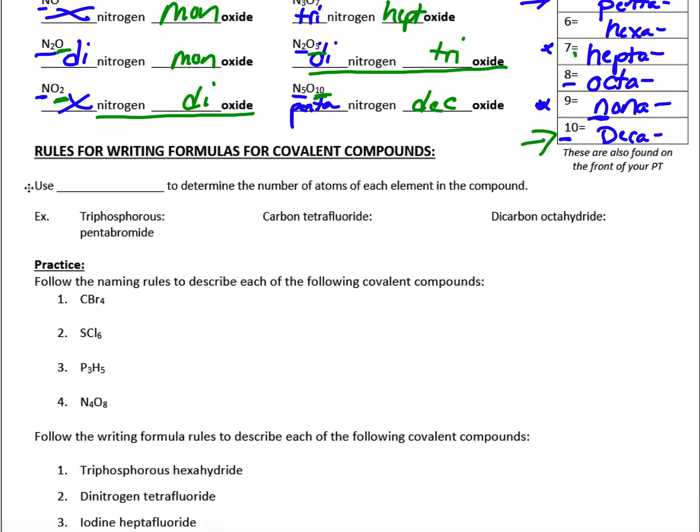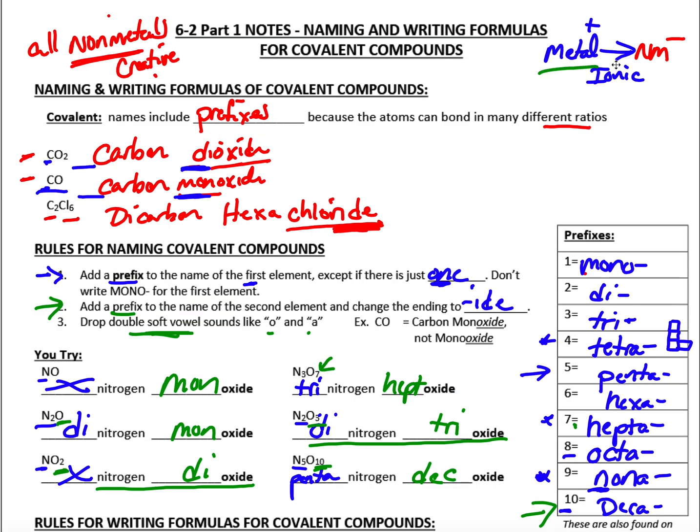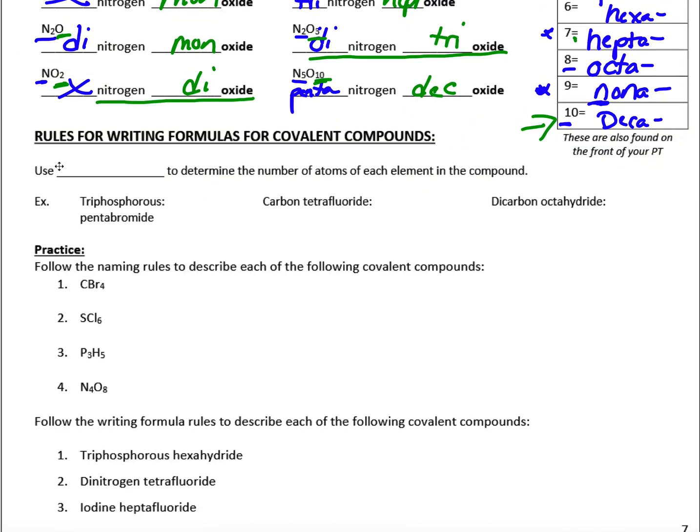Now, we're going to flip this around. We're going to be given names and have to write the formulas. Now, remember before with ionic, we had to look at the periodic table, figure out the charge of each. We had to look at them and compare them. And if they weren't the same, we had to do the crisscross thing. You don't have to do any of that. All you have to do is know your prefixes. So, for this first one, triphosphorus pentabromide, you just have to know what the prefixes are.